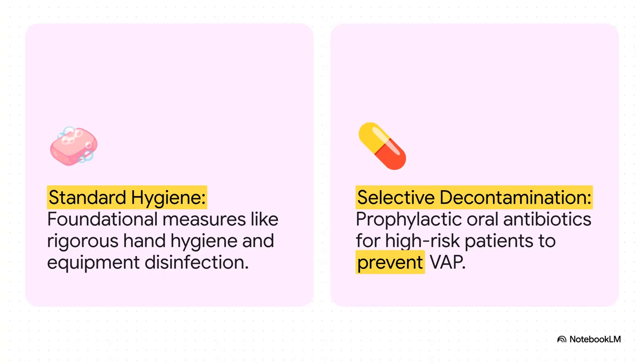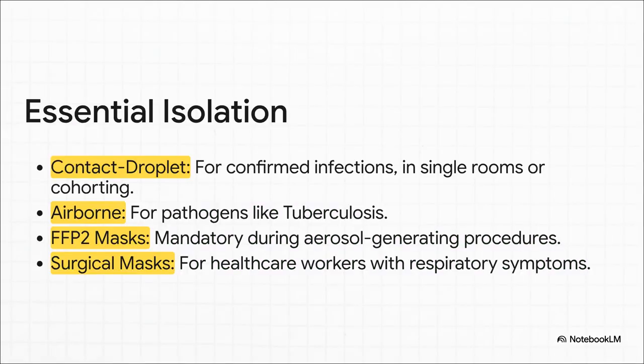Prevention really stands on two legs. The first is universal and foundational, just really rigorous hospital hygiene. We're talking obsessive hand washing, meticulous disinfection of equipment, the basics done perfectly. The second leg is more targeted. For certain high-risk patients, we can use a strategy called selective digestive decontamination, or SDD. This involves giving prophylactic oral antibiotics to suppress bad bacteria in the digestive tract before they have a chance to migrate to the lungs.